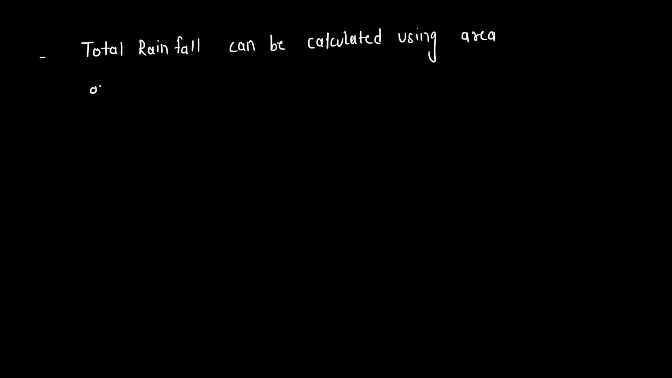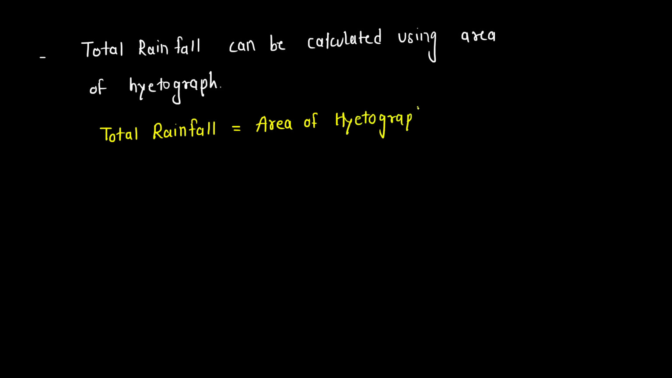So that is the next important point here. Write down: total rainfall can be calculated using area of hyetograph. Very important point. Okay, so now we are getting to the crux of this hyetograph. If you want to find out the total rainfall that is taking place, what you have to find is the area of the hyetograph. The area of the hyetograph will give us the total rainfall.